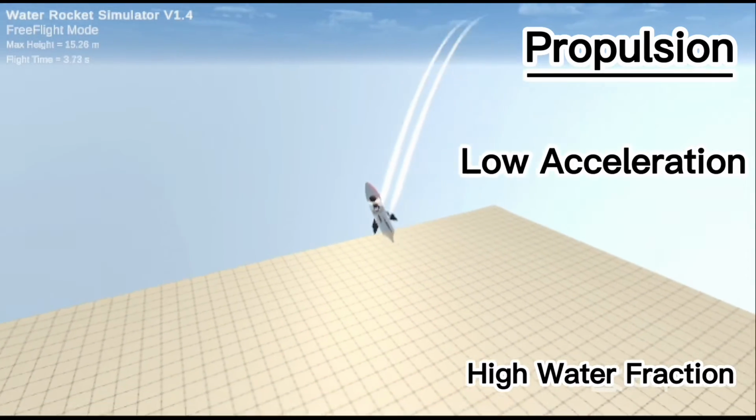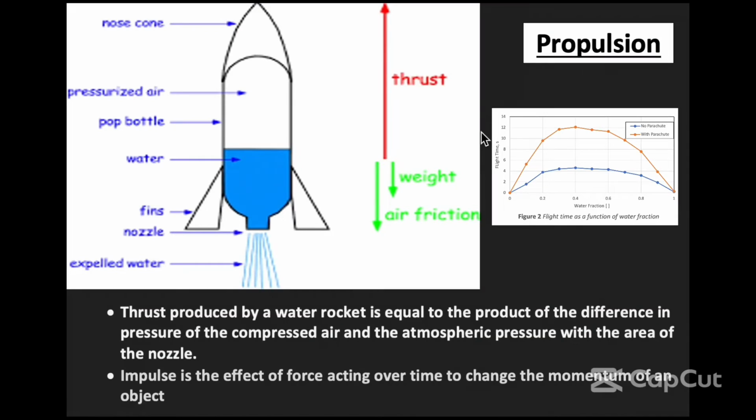As water leaves the nozzle, the air volume increases, decreasing the air pressure. This results in a continuous reduction of mass flow rate, decreasing the thrust of the rocket until it is zero. This is where the pressure has equalized, causing the rocket to enter its coast phase.